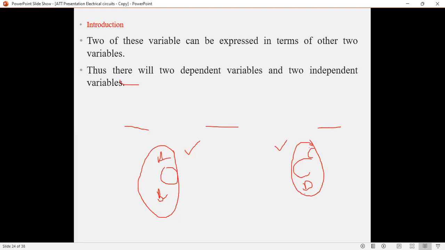Suppose, as we have already discussed, I have taken one equation, y of x equals 1. In that, the dependent variable is nothing but y of x, or y, because it will depend upon the value of x, and x is the independent variable. The value of x will not depend upon y. So these are called the dependent variable and the independent variable.